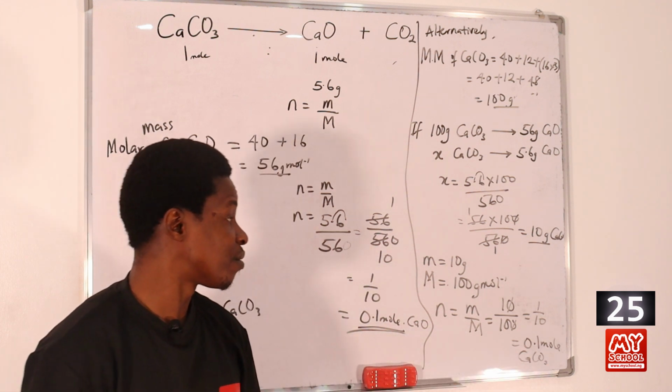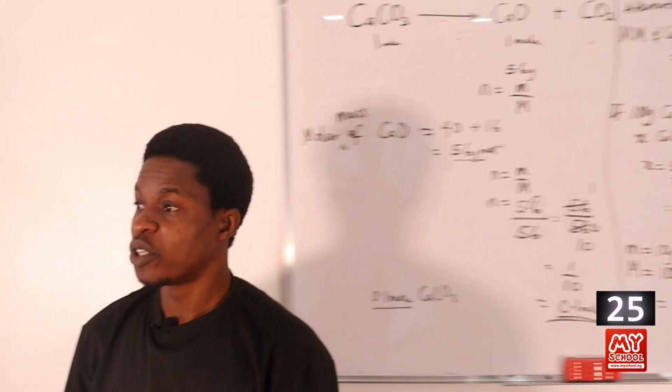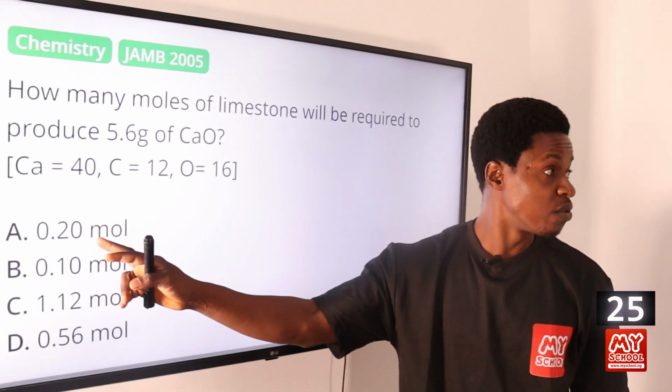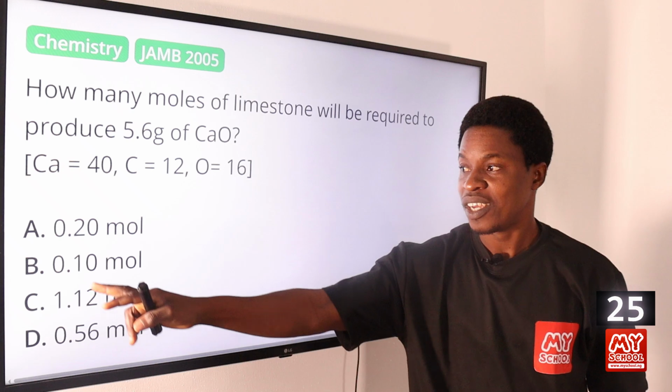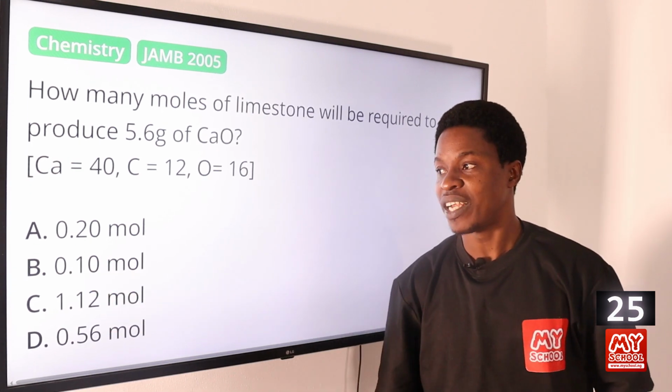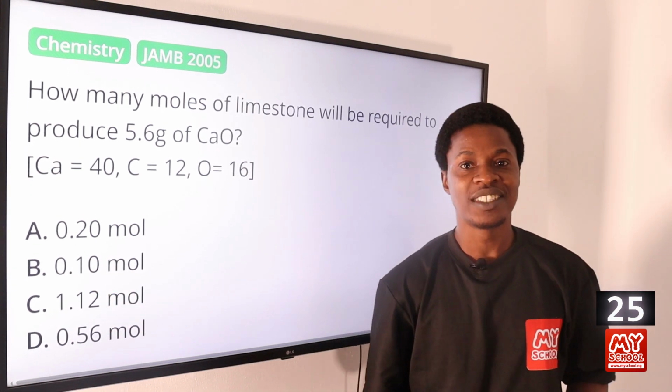Now let's move on to the screen. 0.10 mole. Option A says 0.2. Option B says 0.10 mole. So the correct answer here is actually option B, 0.10 mole.